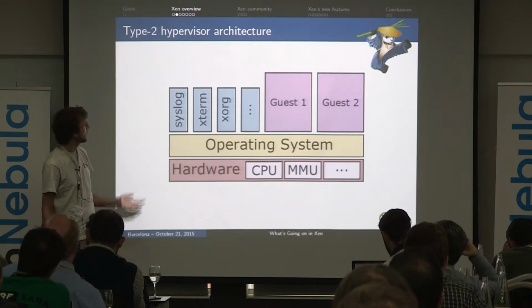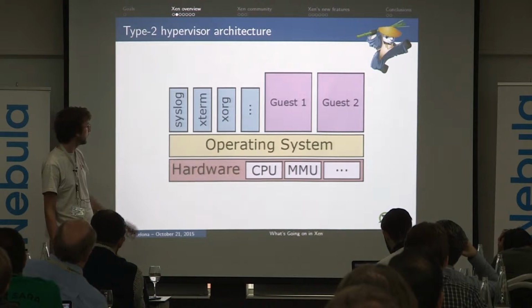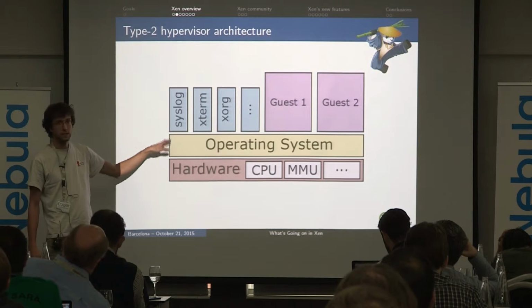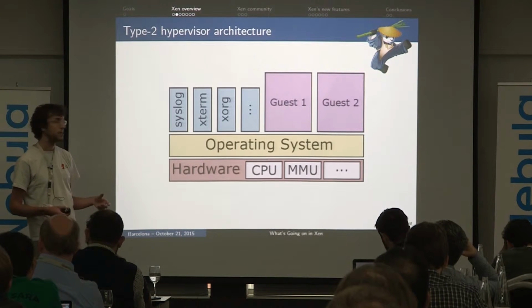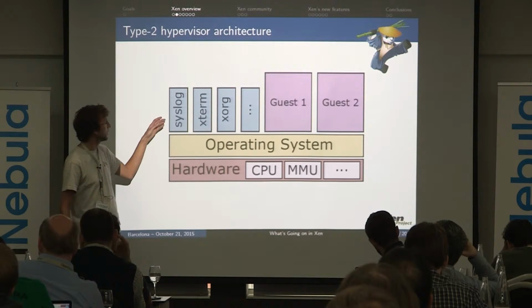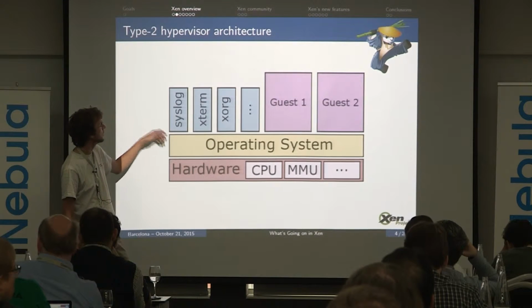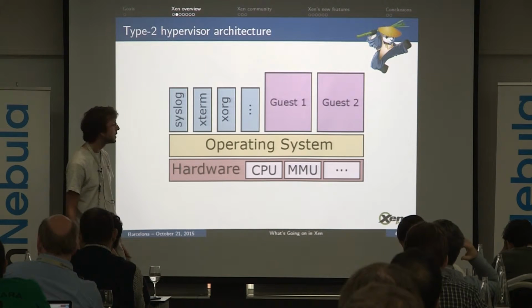And then if we look at the architecture of a type 2 hypervisor, we can see that it's quite different. Here we have the hardware. Then on top of the hardware, we have the operating system. And the hypervisor is bundled inside of the operating system. And then on top of the operating system, of course, we have our tasks that we saw on the other slide also. And then we have the guests that are running inside of the system.